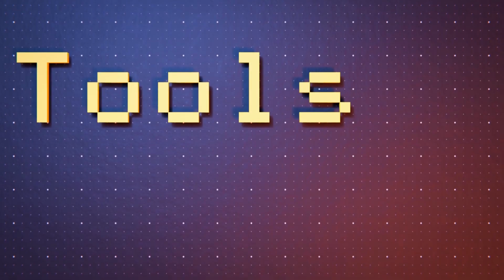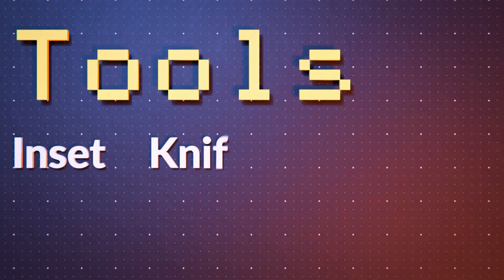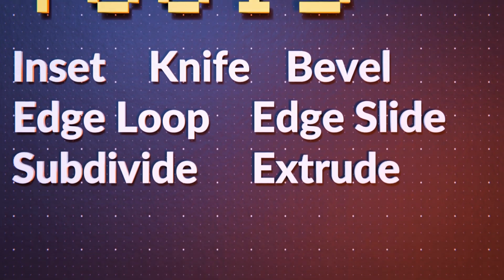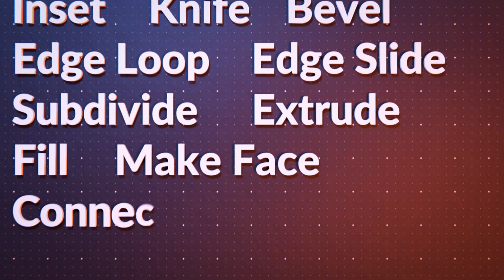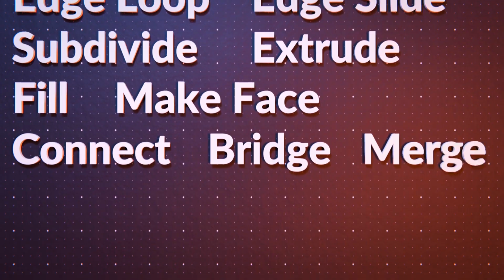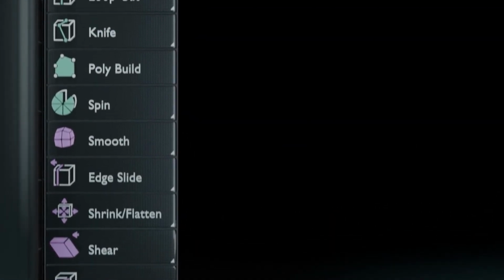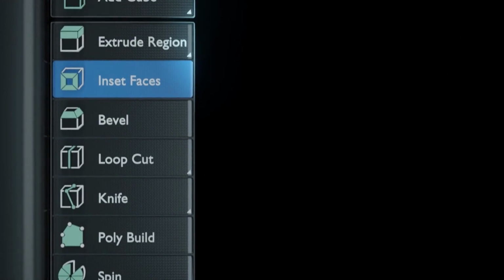In the Blender Basics course, we covered the modeling tools Inset, Knife, Bevel, Insert Edge Loop, Edge Slide, Subdivide, Extrude to Cursor, Fill, Make Face, Vertex Connect, Bridge Edge Loops, and Merge. If you need a refresher and are watching this on CG Cookie, I'll link to the lessons below, or you can also find them on YouTube. Those tools are super important and we will be using them, so I'd really recommend going back and watching those videos if you haven't already before moving on with this course.